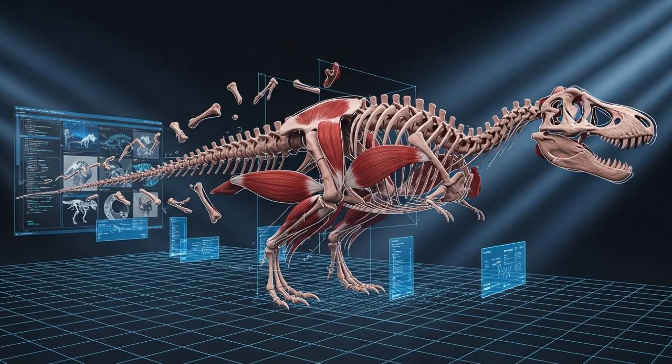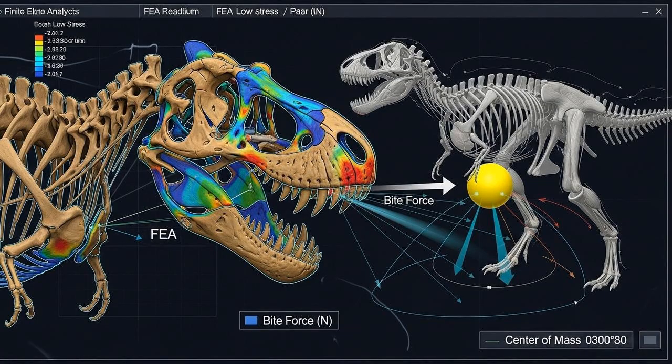For dinosaurs, that's birds and crocodiles, to make educated reconstructions. Once the digital body is complete with muscles, organs, and even air sacs, software can calculate critical information like the animal's total body mass and, importantly, its center of mass. This is fundamental to understanding how it stood and moved.